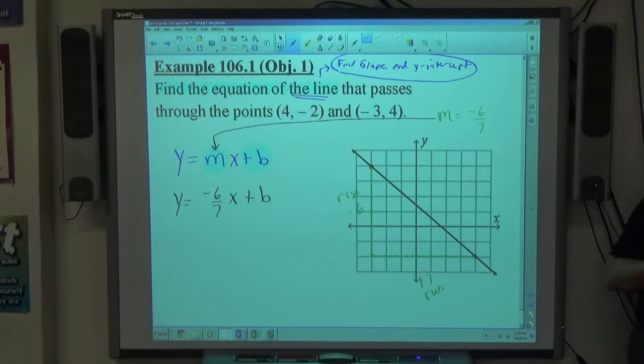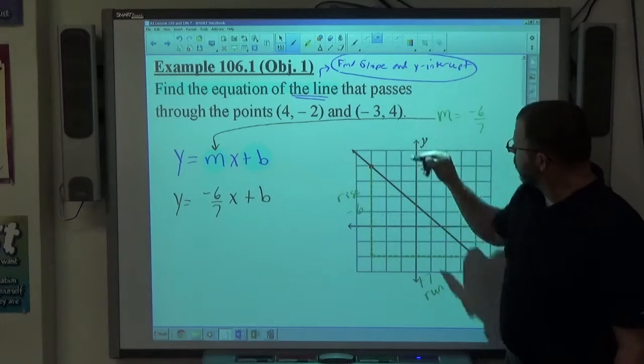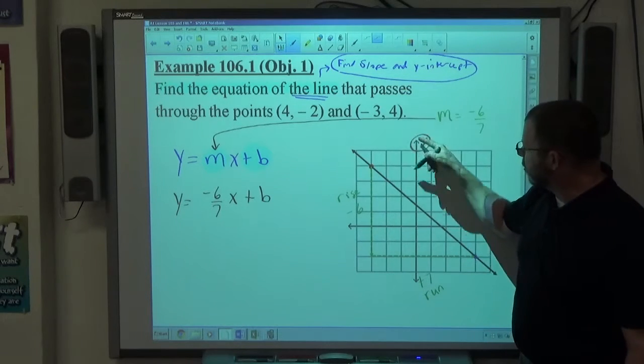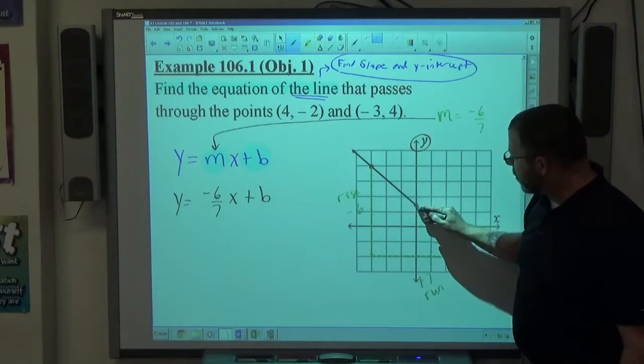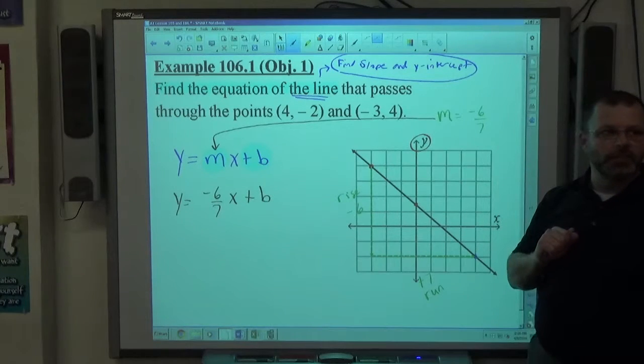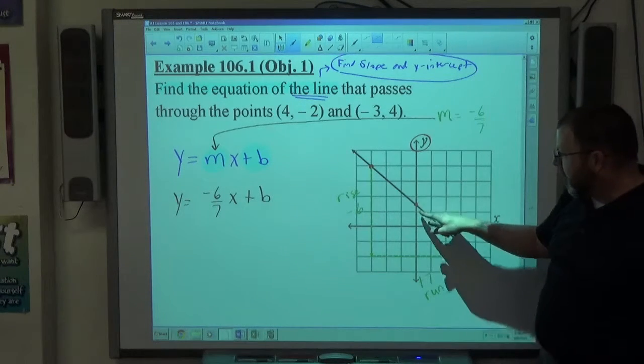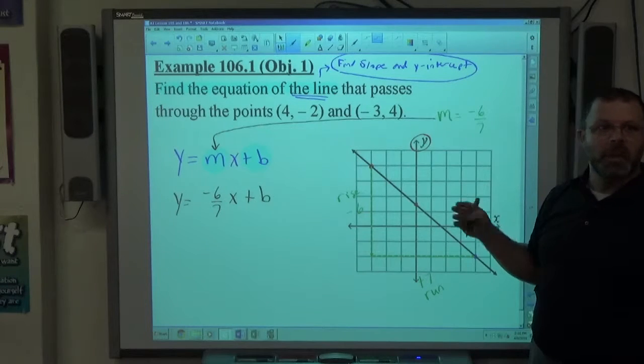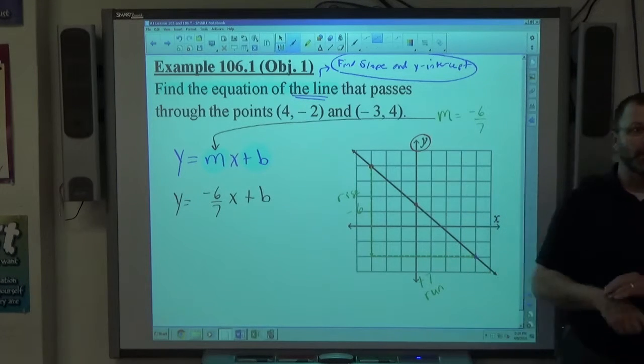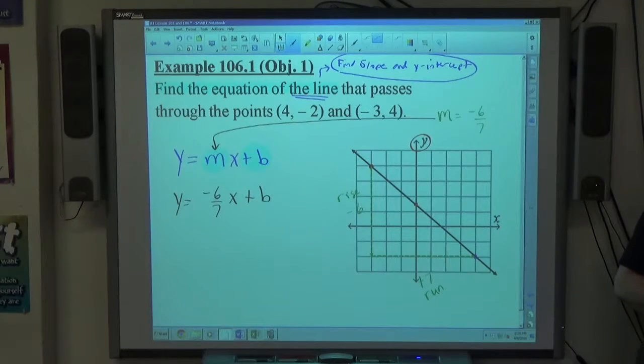The second thing I'm looking for is a y-intercept. Now there are 2 ways to find y-intercept. The first way is inspection, and inspection only works if it's a nice integer value. So if I look here, the y-intercept is where it crosses the y-axis. Here's my y-axis right here. There's where my line crosses right there. Is that a nice integer value? It looks like about 1.5, right? Maybe it is. But I can't guarantee that. So I can't use inspection to find the y-intercept on this one.